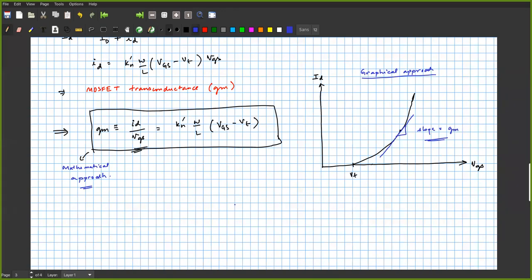Then let us look at voltage gain, and some certain conditions are there for you to try and understand. With that, we'll wrap the class. So next is voltage gain.